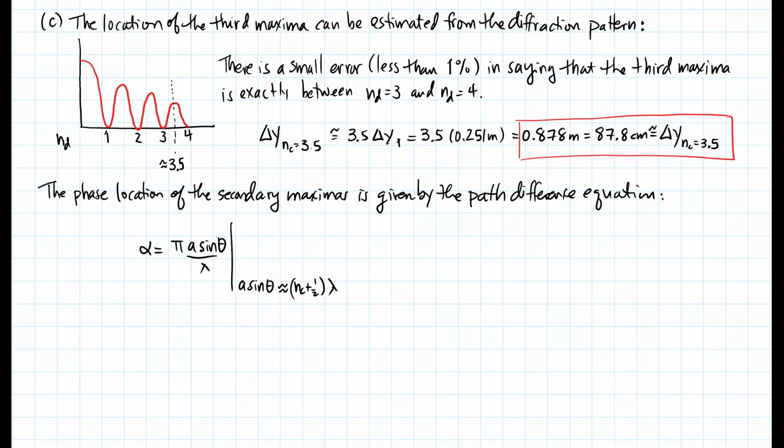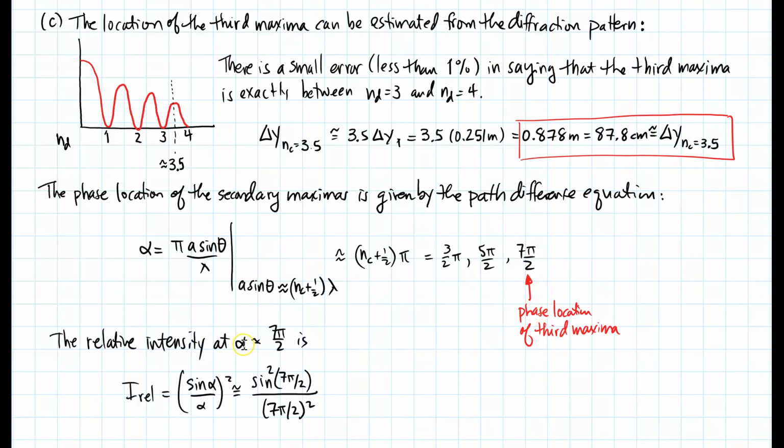Phase location alpha of the secondary maximas is given by the path difference equation. In other words, alpha is pi a sine theta divided by lambda, but for maximas, it's approximately equal to ND plus 1/2 times lambda. So substituting that in, alpha is approximately ND plus 1/2 times pi. In other words, it's 3/2 pi, 5/2 pi, 7/2 pi. Since this is the third maxima, that's the phase location.